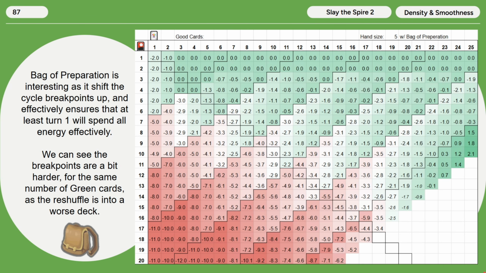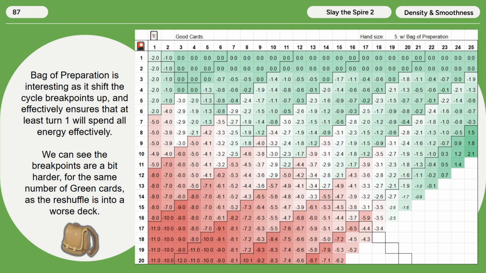What about card draw though? Can you just draw through it? Bag of Preparation is interesting as it shifts the cycle breakpoints up and effectively ensures that at least turn 1 of a combat will spend all energy. So we can see on this graph that the breakpoints are actually a bit harder for the same number of green cards, as the reshuffle is into a worse deck.